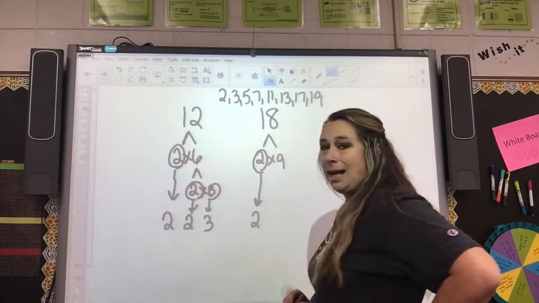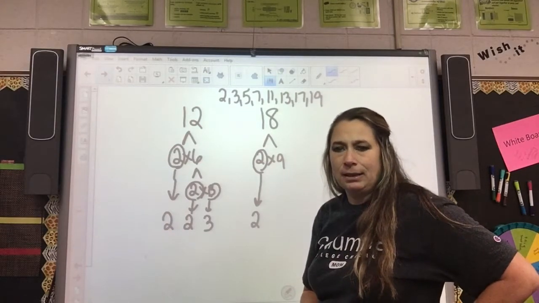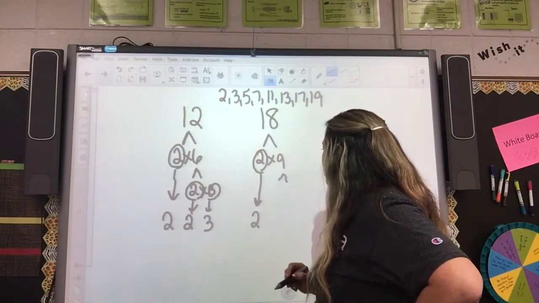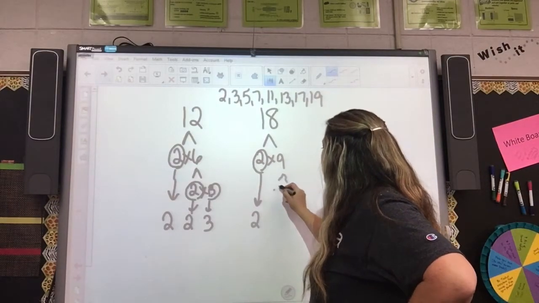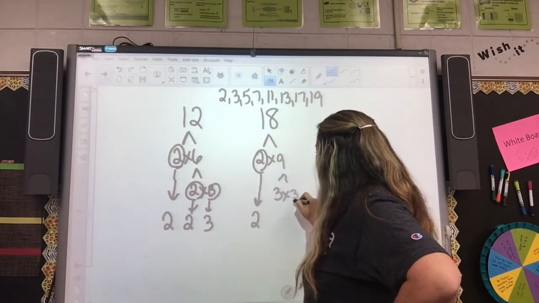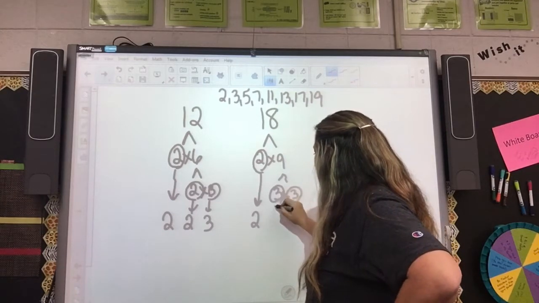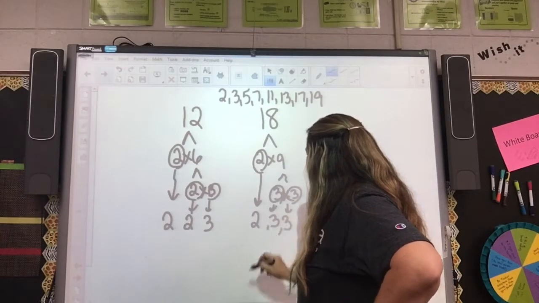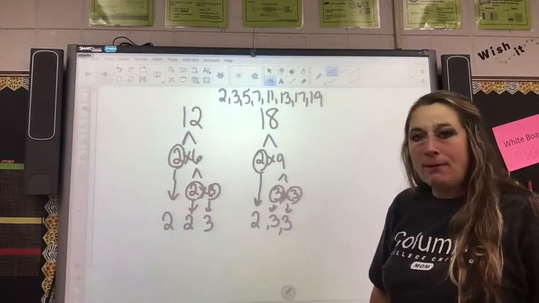All right, I have a 9. What can I multiply to get 9? Make my branch. You said 3 times 3. You are correct. Speed pass down to the bottom. All right, now I have my factoring done.